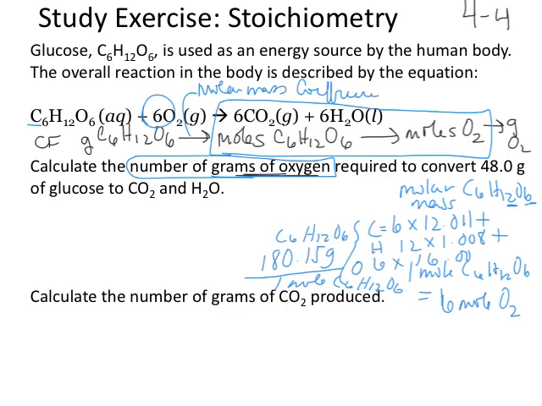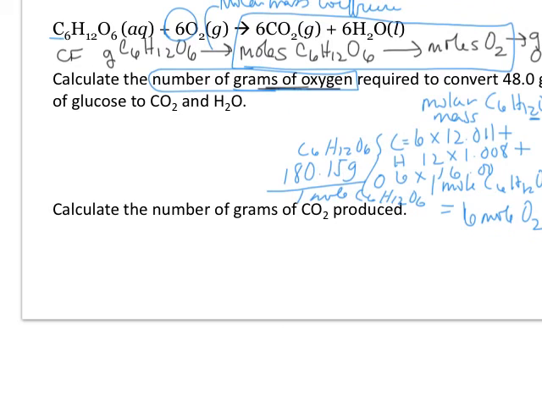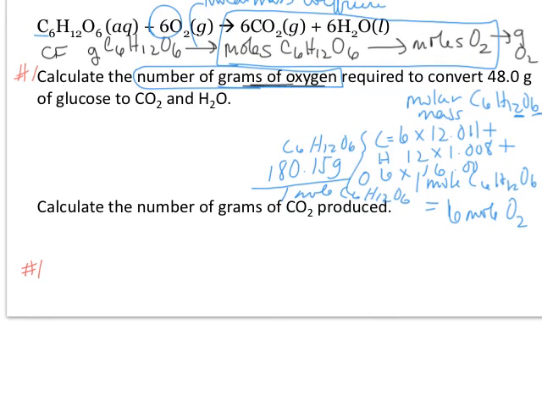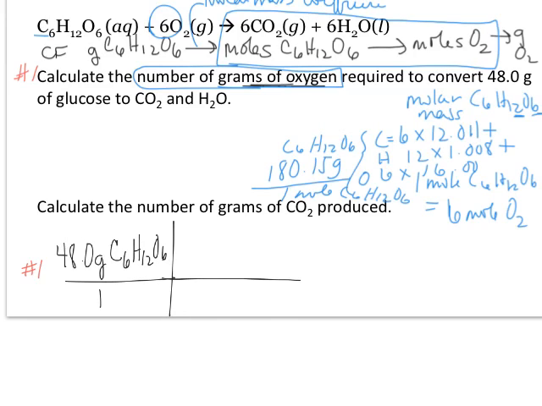So let's go ahead and work this at the bottom here. I'll call this number 1, and we'll work number 1 right here. It says calculate the grams of oxygen required to convert 48 grams of glucose. So let's go ahead and do this. We have 48.0 grams of glucose, C6H12O6, over 1. And then we just calculated the molar mass of glucose, 180.15 grams of glucose per 1 mole of glucose.